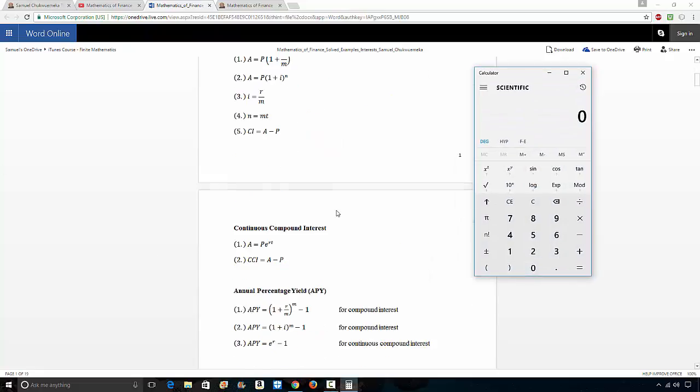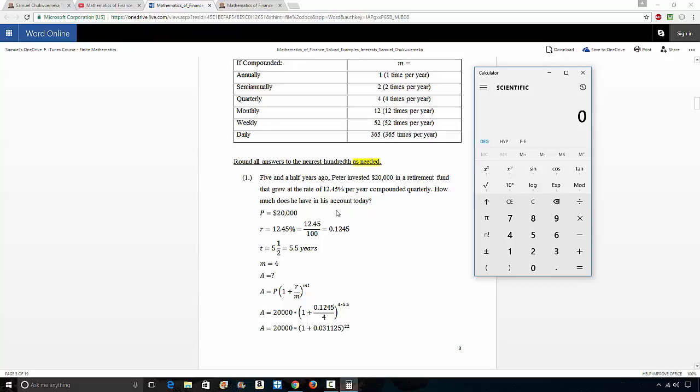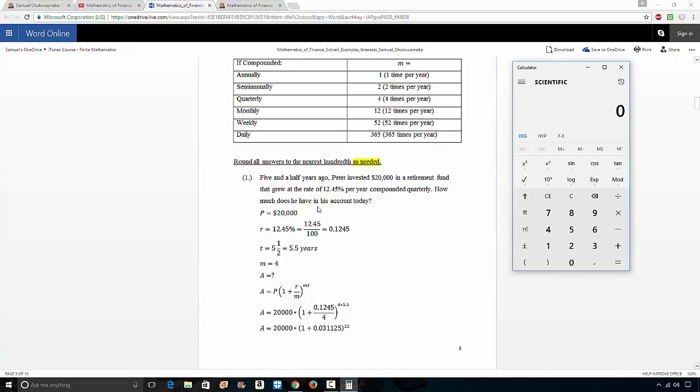All right, so first question, we have this. 5.5 years ago, Peter invested $20,000 in a retirement fund that grew at the rate of 12.45% per year, compounded quarterly. How much does he have in his account today?